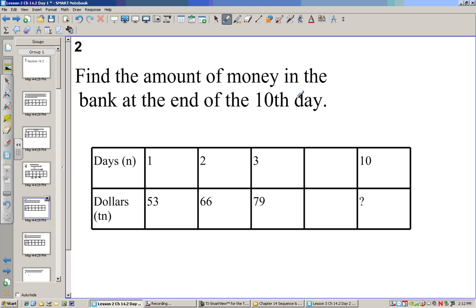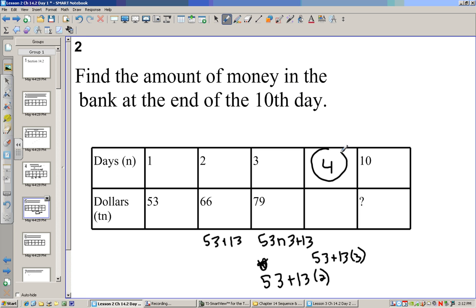So now we want to find out how much money will be in the bank at the end of the 10th day. Well, we could just keep on adding this up each time. Or we could see that this one is 53 plus 13. This is 53 plus 13 plus 13, which is 53 plus 13 times 2. The next one would be 53 plus 13 times 3.